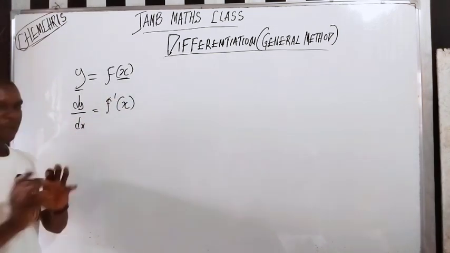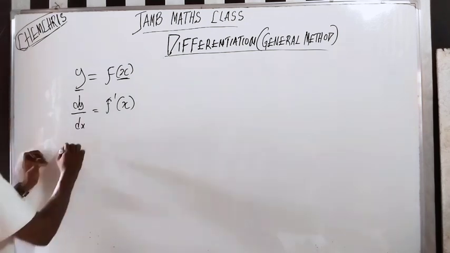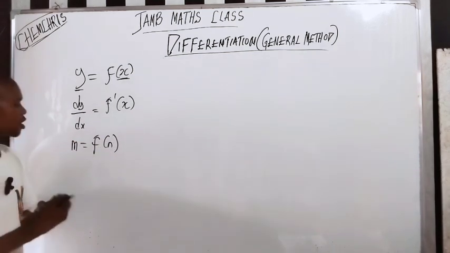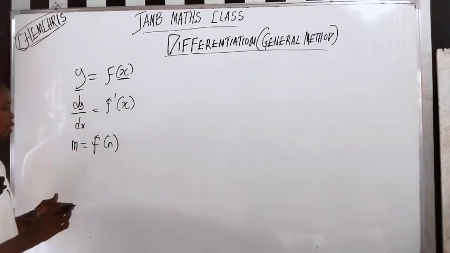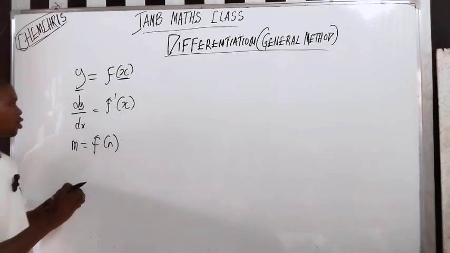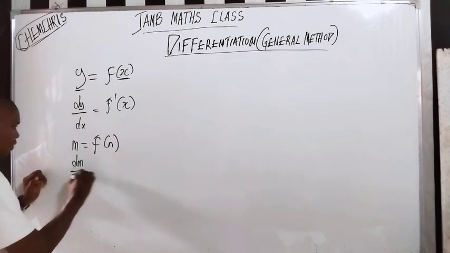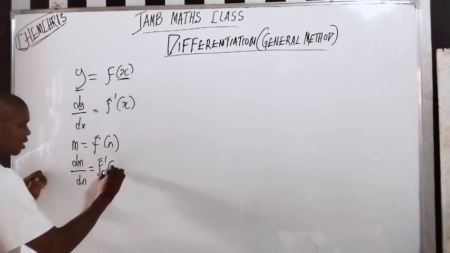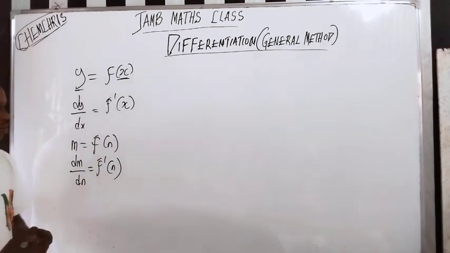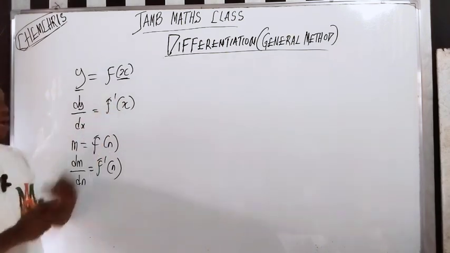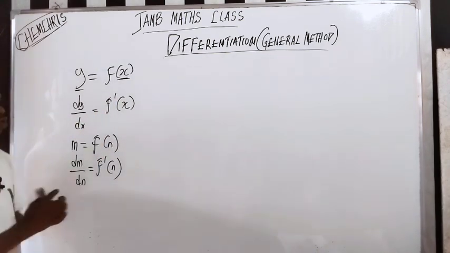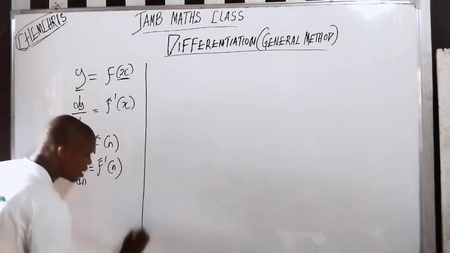For example, if we have m equals f(n), and you want to differentiate, it's not going to be dy/dx again. Because here we have m and n, it's going to be dm over dn equals f prime n. Do you see that? So what does this f prime actually mean? It means that when you differentiate it. Please pay attention here.